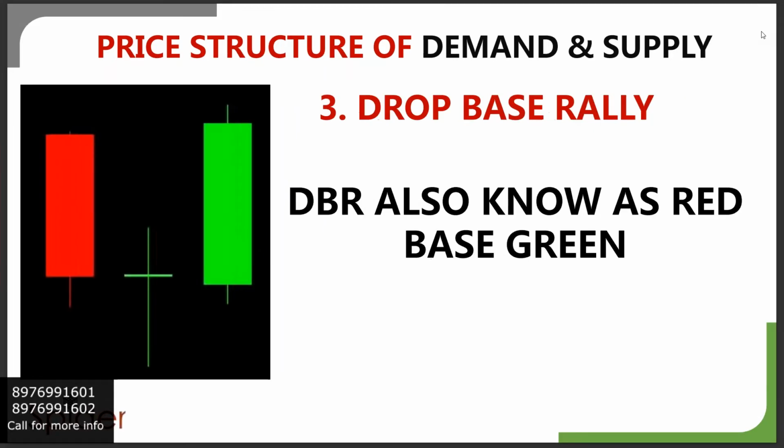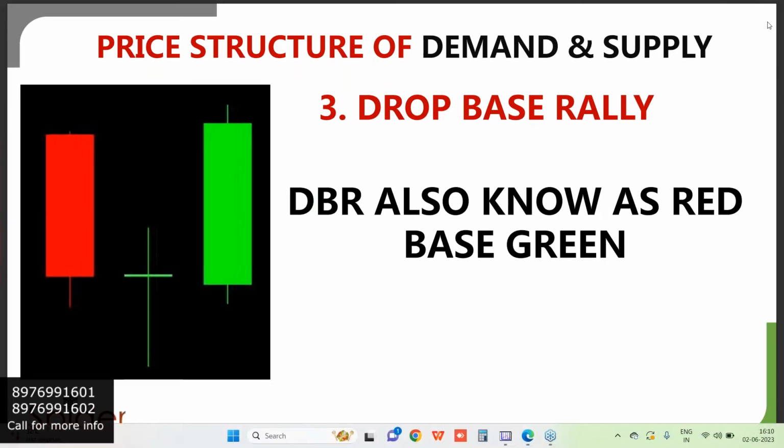The third condition is drop base rally. Here you will get a sharp red candle, then a base candle. You will get 1, 2, 3 or n number of base candles, and then a sharp green candle. Overall this will help you get a reversal at the demand side, or the base side. From there you can expect a bullish move in that stock.